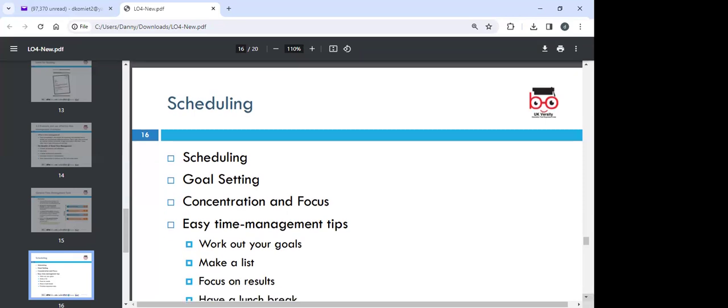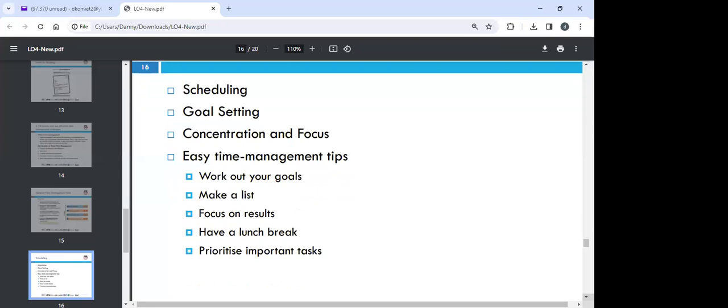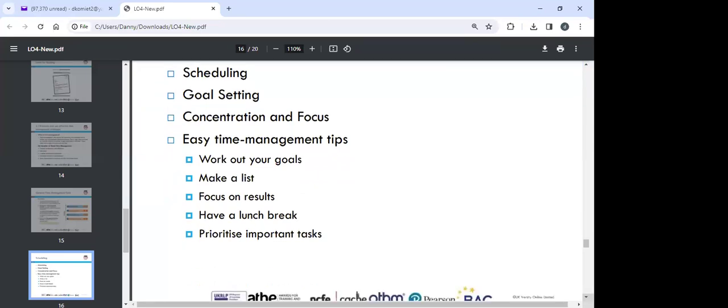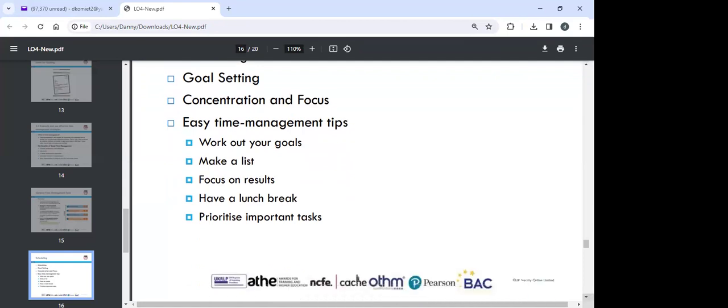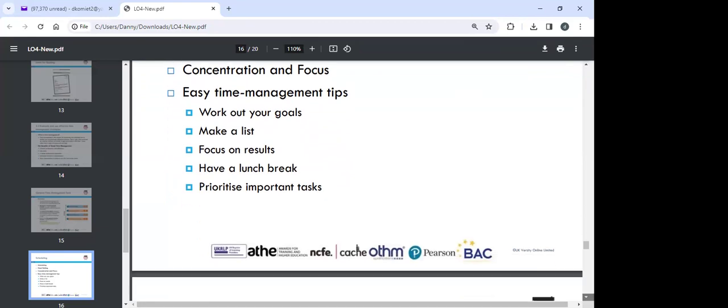So you have to know what we call goal setting: set your goals, having prioritized, then you can set your goals effectively. You need to concentrate and focus on those goals that you have set up. You need to have easy time management tips. Examples are working out your own goals, making a list, focusing on your results, having a lunch break, which is very important to reduce stress, and then you need to know how to prioritize important tasks.